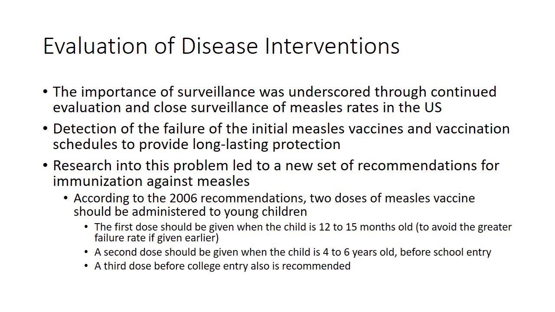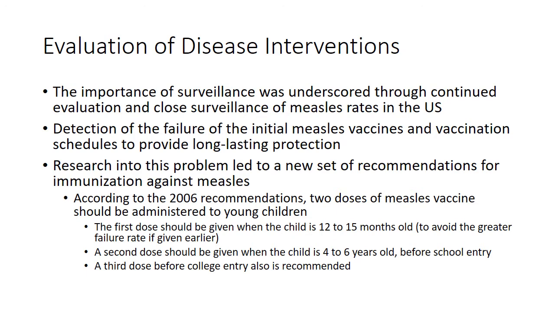So here's a really good example of why surveillance is so important and how that can have pretty big impacts on how we administer a lot of these vaccines. We're looking at measles rates in the U.S. and by looking at surveillance, we were detecting that the single vaccination really was not providing long-lasting protection for a lot of these patients, and people were still getting the disease a decade or two after they had been initially vaccinated.